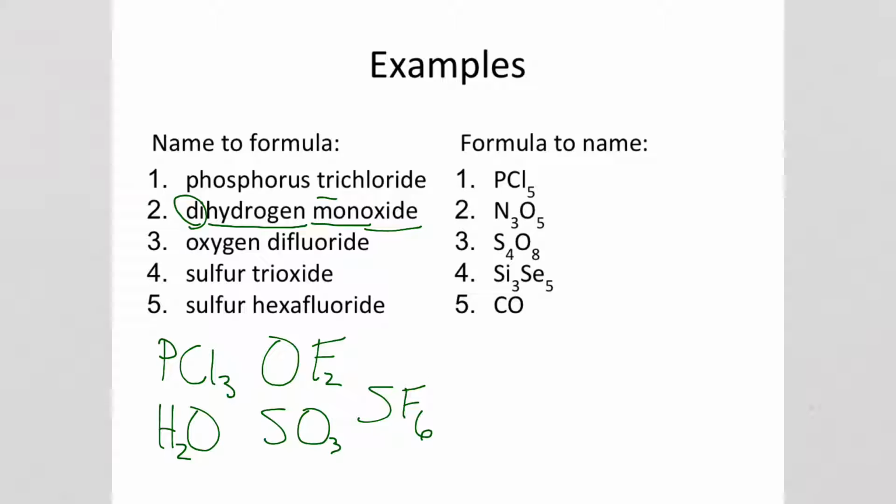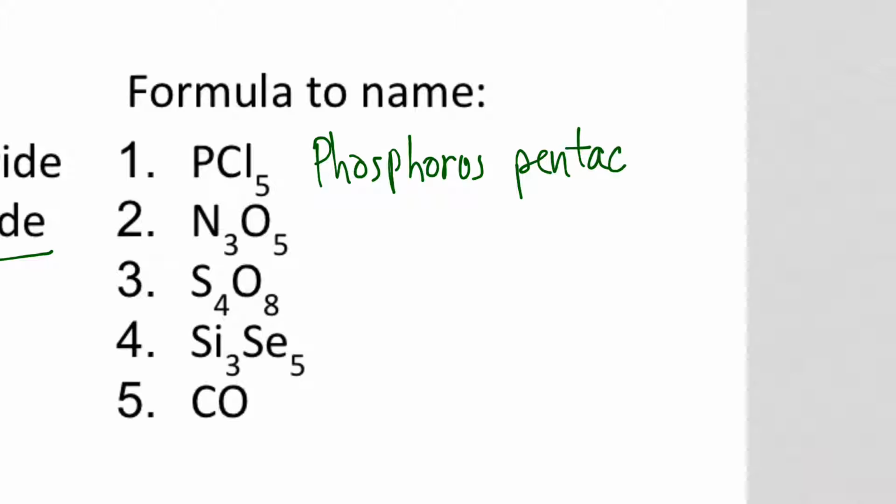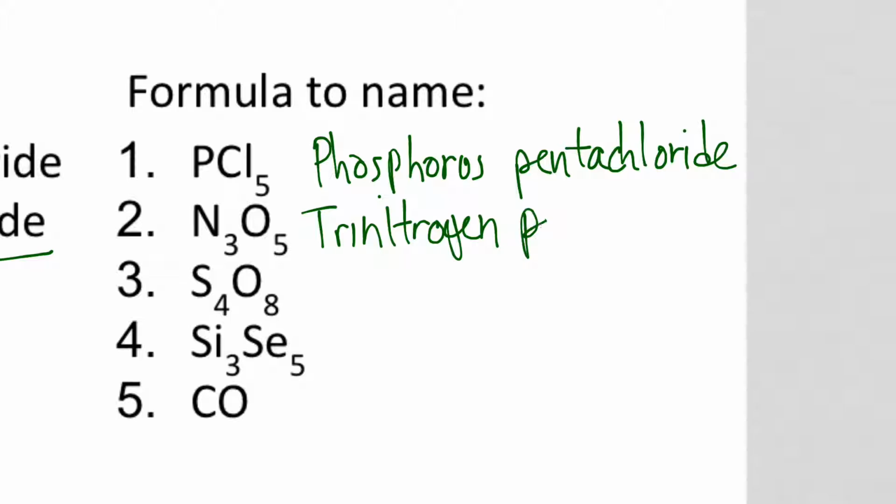When you think of going from formula to name, you've got your phosphorus, spelling counts, you have a periodic table in front of you, use it. Pentachloride. The A stays there because C is not a vowel. We've got tri-nitrogen. Oops. And then pentoxide. We do drop the A there because O is a vowel.